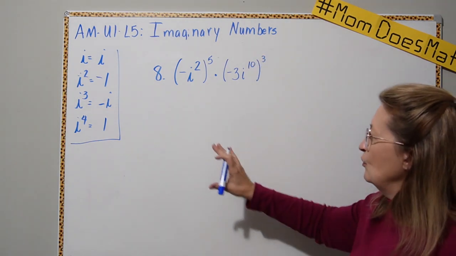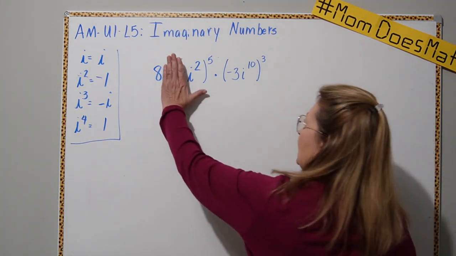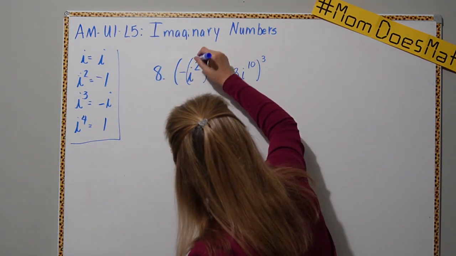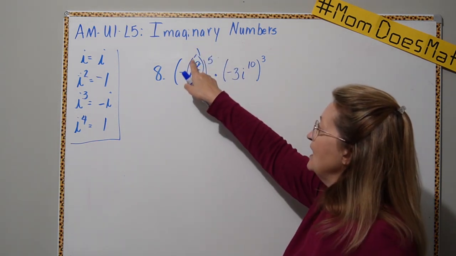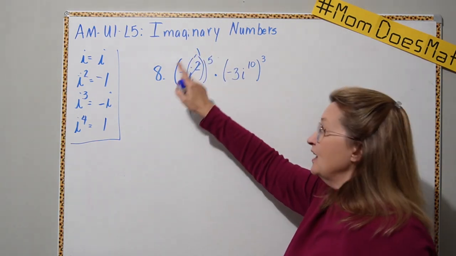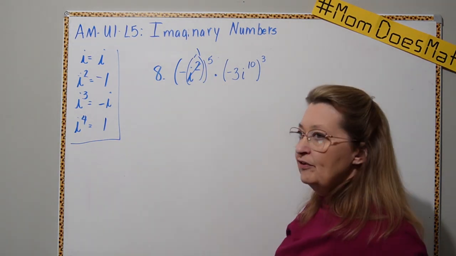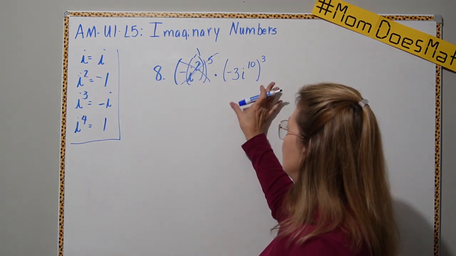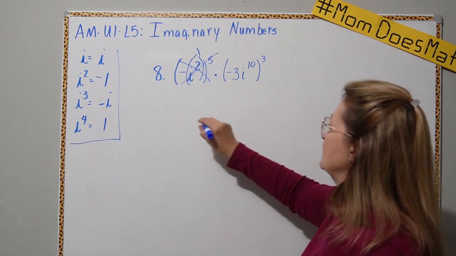Okay, number 8 is negative i squared to the 5th times negative 3i to the 10th to the 3rd. So first of all, let's take care of this one. What is i squared? Well, i squared was negative 1. So what is negative times negative 1? Positive 1. Positive 1 to the 5th is 1, and multiplication times 1 is just going to render this. So now we can come over here and start taking care of this.